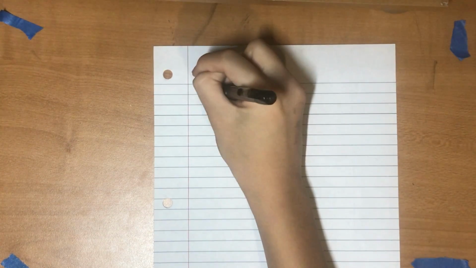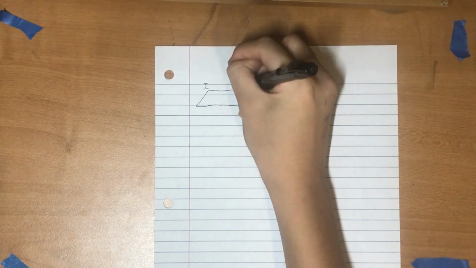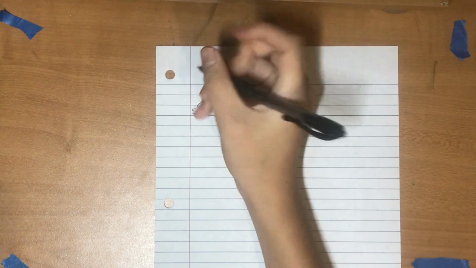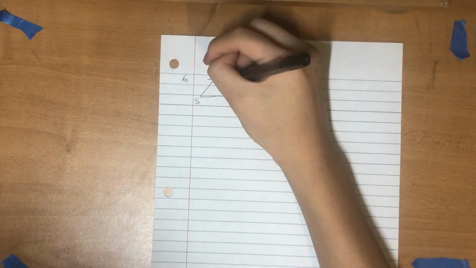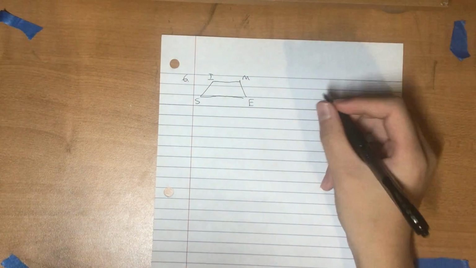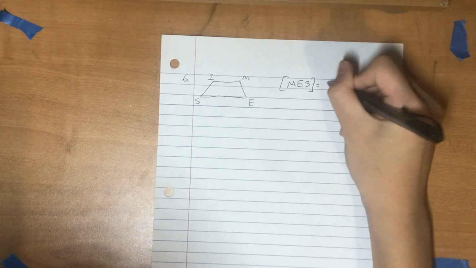Trapezoid IMS is not isosceles. Where's the area, sorry, not angle, area. Let me just draw it out. IMS. So, for this type of question, they told you area of MES is 10 units squared.